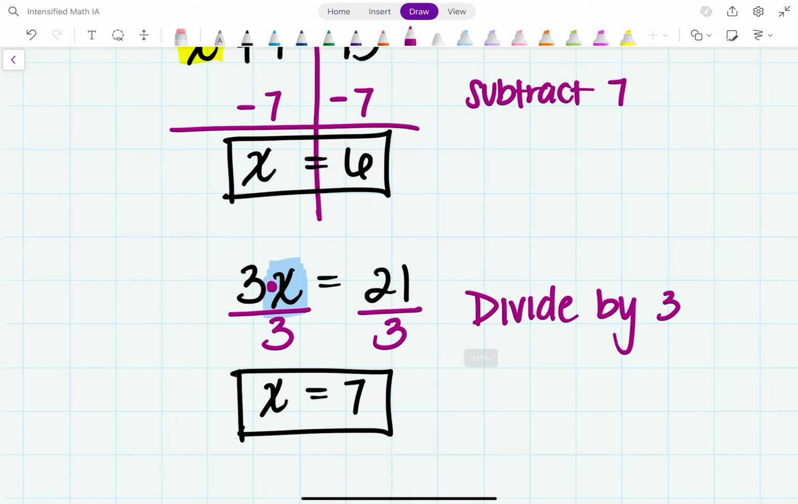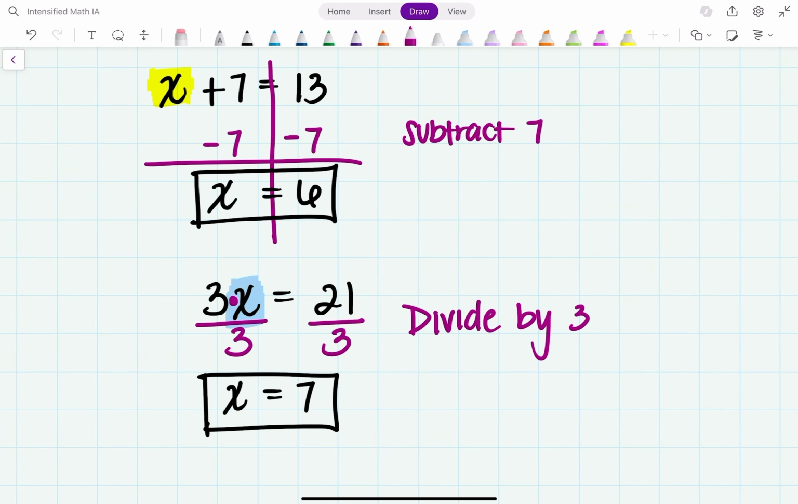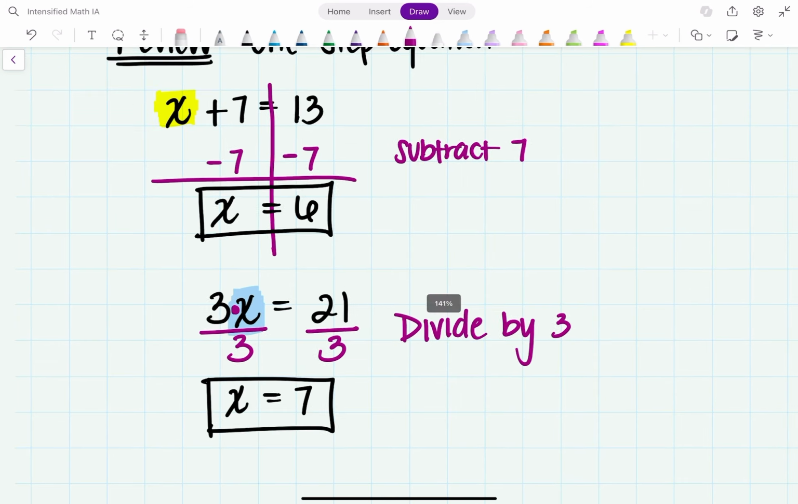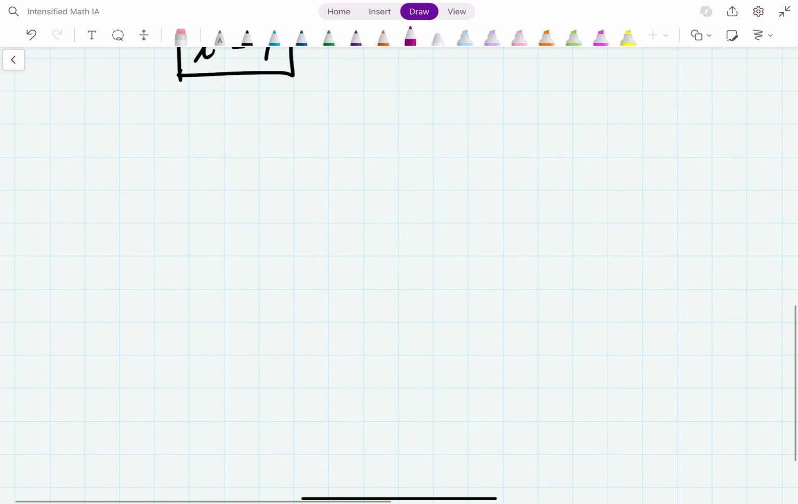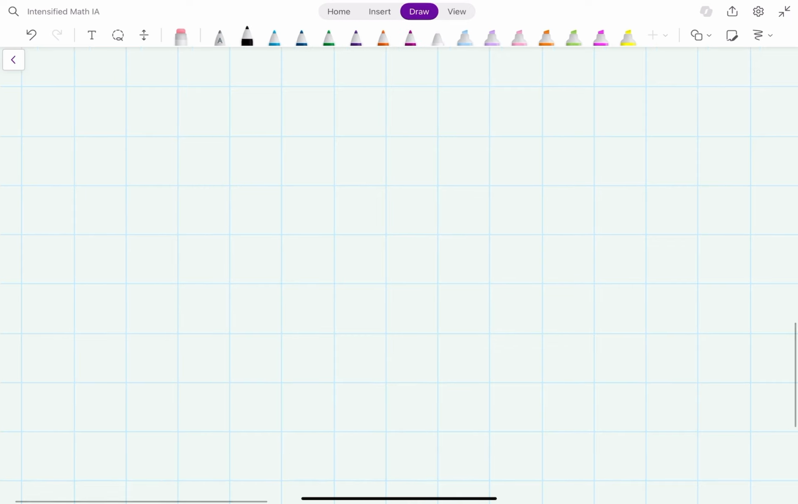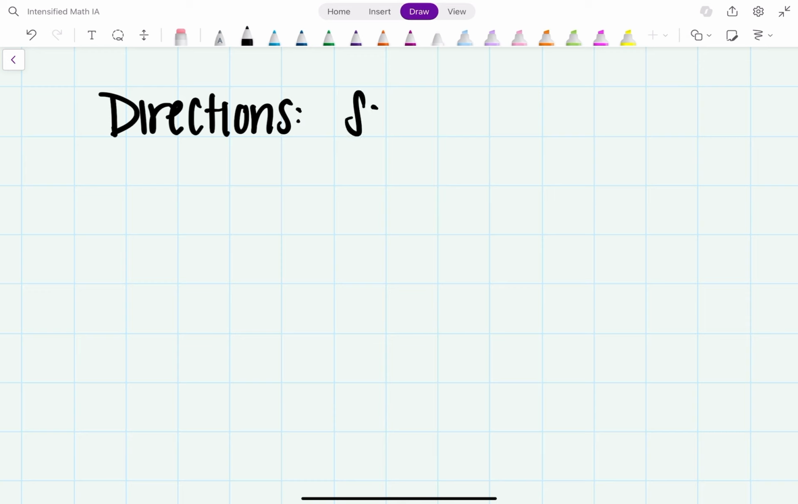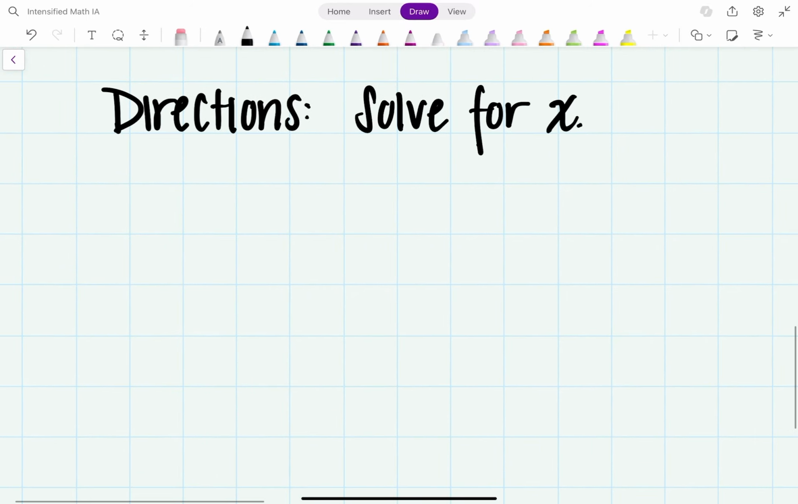We're going to be doing that with variables on both sides of the equation. So that's just a review for us here. Let's start off with directions. We want to solve for x using inverse operations.